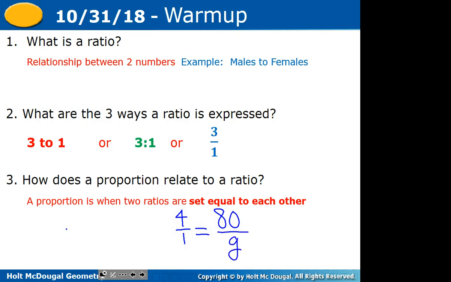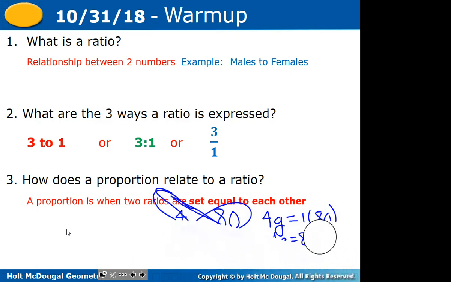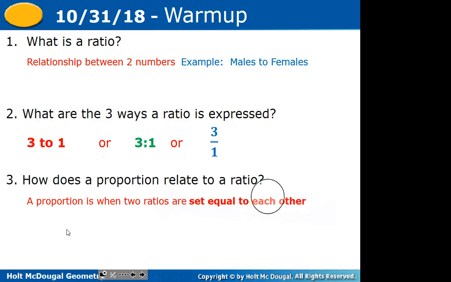Now, some of y'all remember these types of problems because we have this butterfly method that I know a lot of y'all learned. Right here, butterfly method. So here we would do 4g is equal to 1 times 80. So we would get 4g equals 80. So the girls, which g represents, are 20. So if that ratio of 4 to 1 was the same, and the family had 80 boys, then we would also have 20 girls. So that is how we deal with proportions.